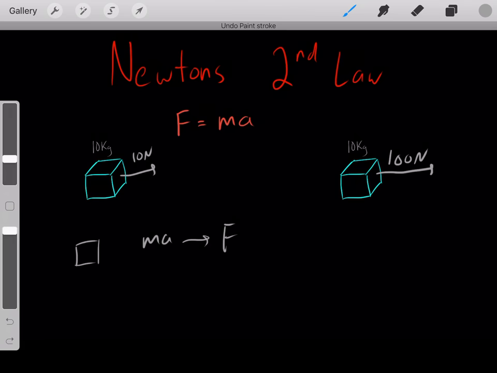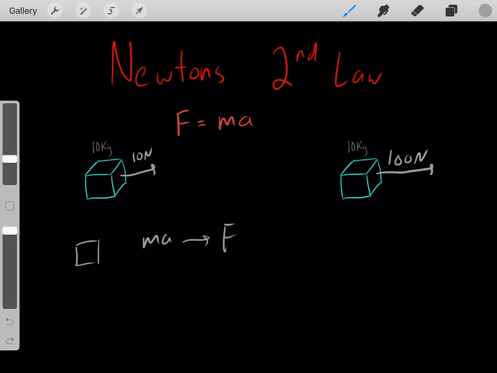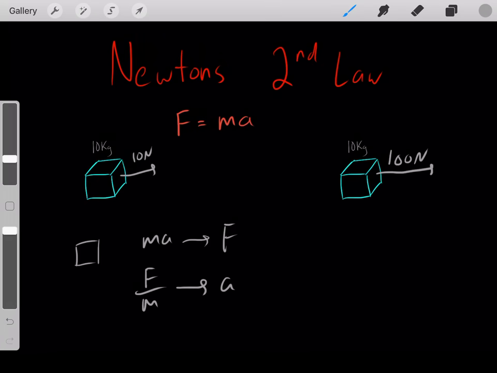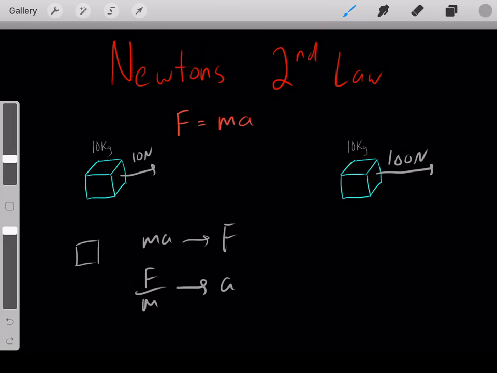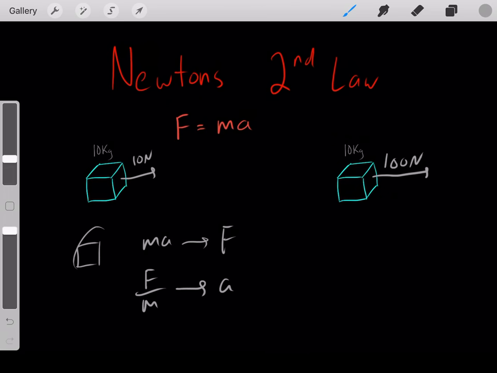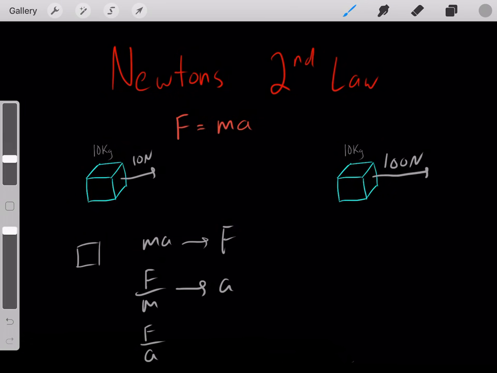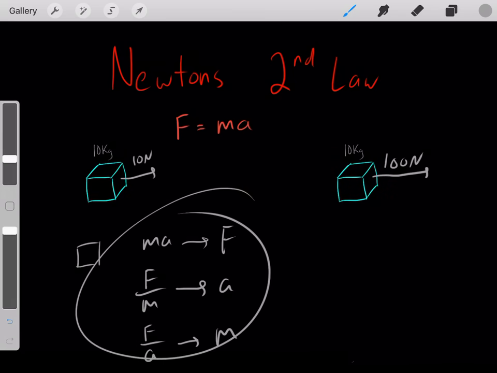Also, if we know a force on an object and we know the mass of the object, we can determine what acceleration it must be feeling. And again, we prove that with these two examples. And also, if you know the force an object is feeling and you happen to know the acceleration it's feeling, then you can determine what the mass of the object must be. So these are all implications of Newton's second law. And we can see mathematically how these variables are related.